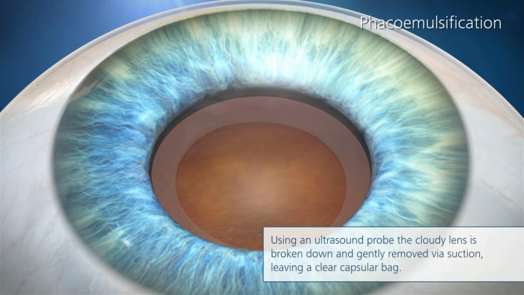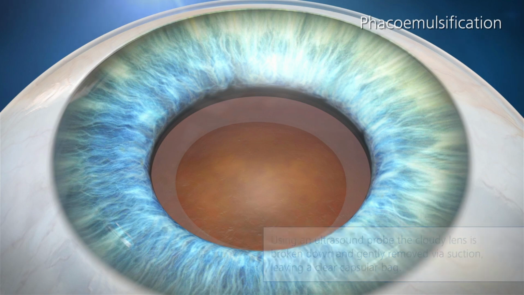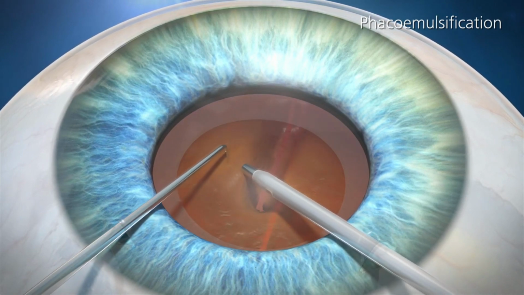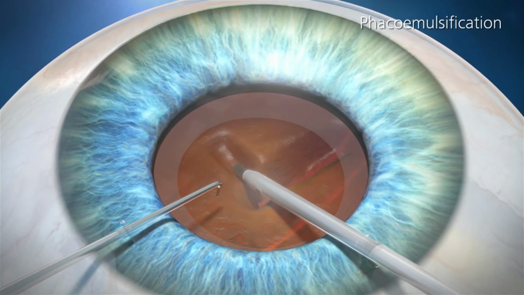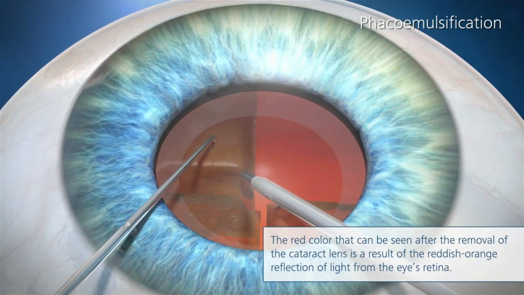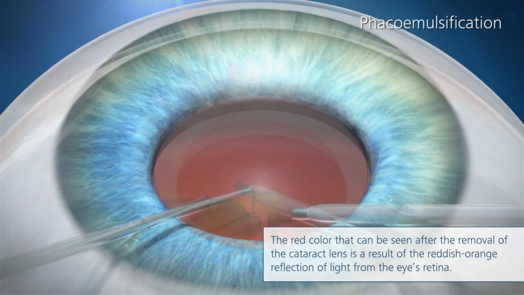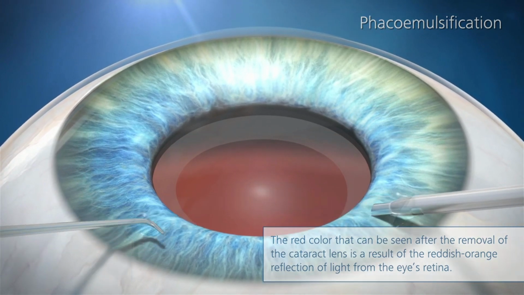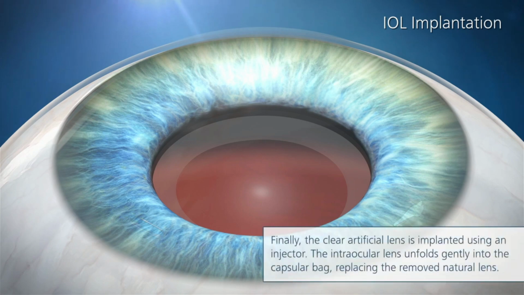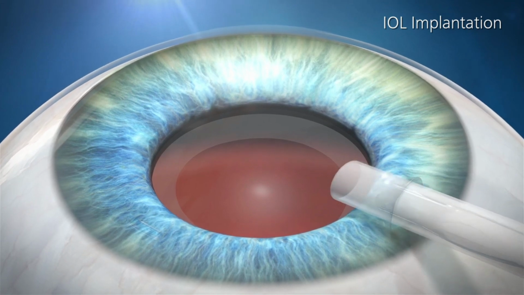Using an ultrasound probe, the cloudy lens is broken down and gently removed via suction, leaving a clear capsular bag. The red color that can be seen after the removal of the cataract lens is a result of the reddish-orange reflection of light from the eye's retina. Finally, the clear artificial lens is implanted using an injector. The intraocular lens unfolds gently into the capsular bag, replacing the removed natural lens.